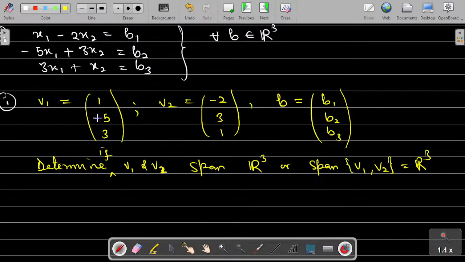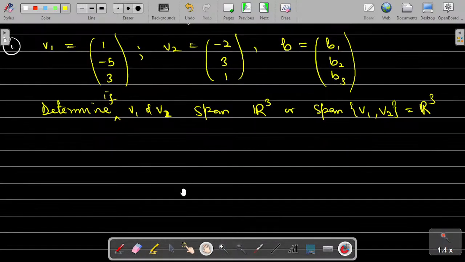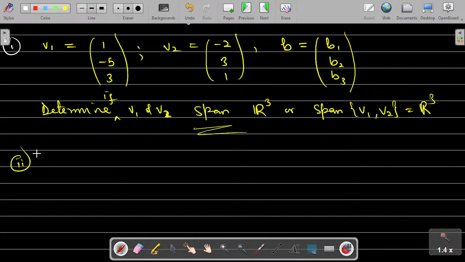Of course, if this spans R3, it means that for any set of 3 numbers you pick from R3, you can always form a linear combination of these. That's what this question is asking. They ask that we restate it in terms of vectors and span of R3, and that's the answer for that first part. The second part says we should find the solution of the system, so we should solve the system of equations they gave above.